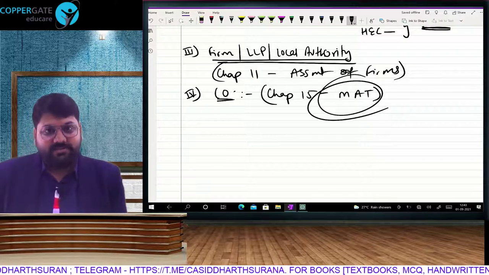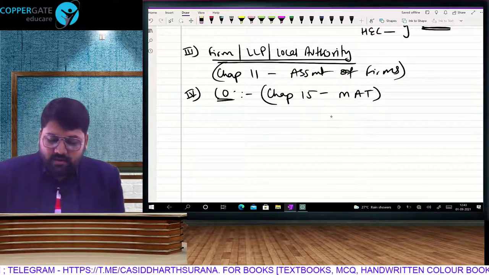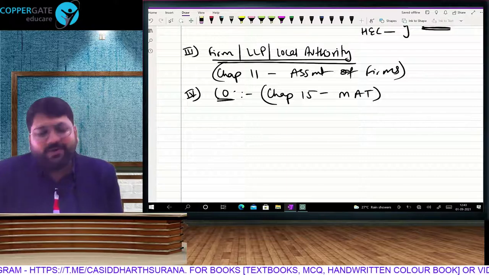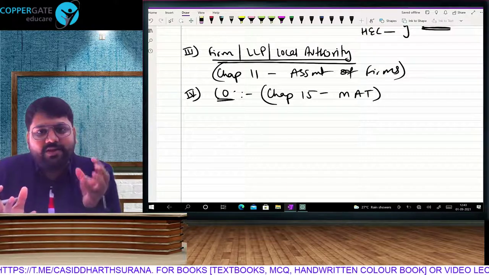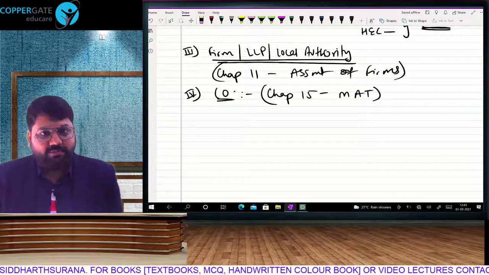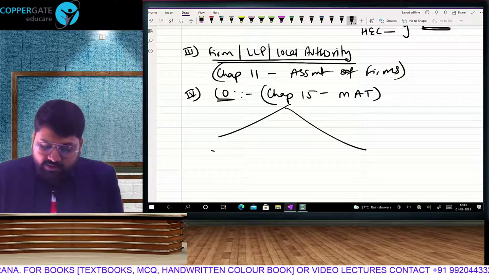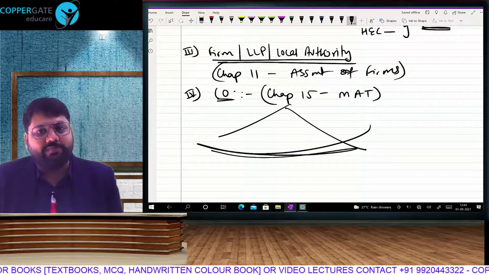Minimum alternate tax, whether you understand or you don't understand, normal tax of a company or MAT, whichever is higher. So an exclusive chapter applicable for companies. In this chapter I will teach you how to do normal tax, how to do MAT, and normal tax or MAT, whichever is higher, will be the liability of the company.